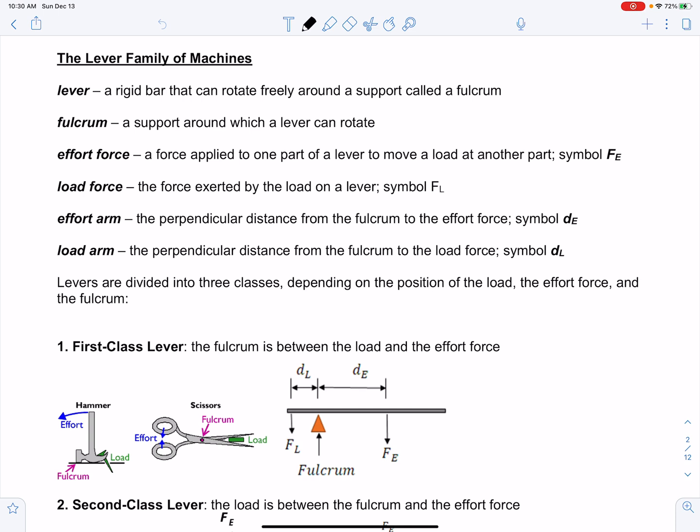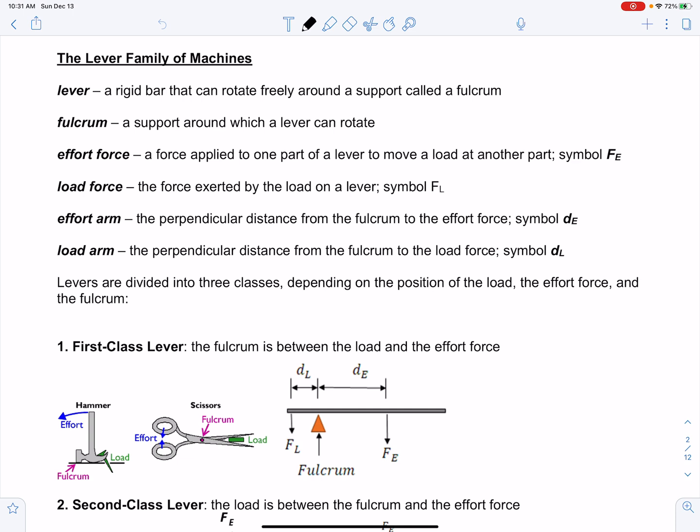The effort arm is the perpendicular distance from the fulcrum to the effort force and is given the symbol D with the subscript E. The load arm is the perpendicular distance from the fulcrum to the load force and the symbol is D with the subscript capital L. Levers are divided into 3 classes depending on the position of the load, the effort force, and the fulcrum.